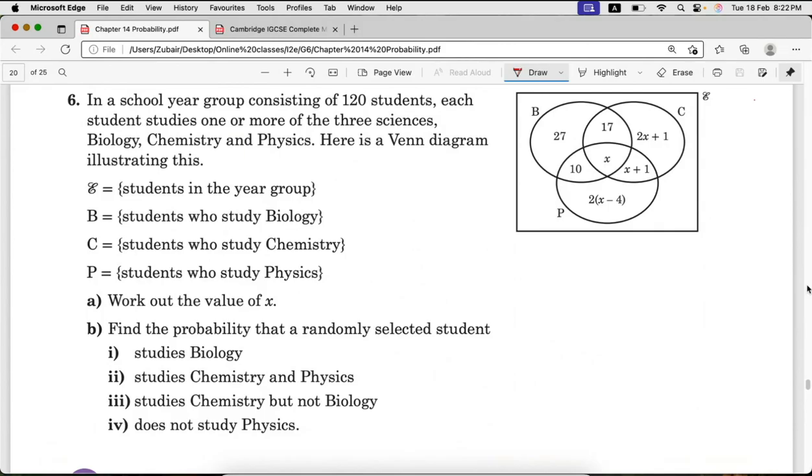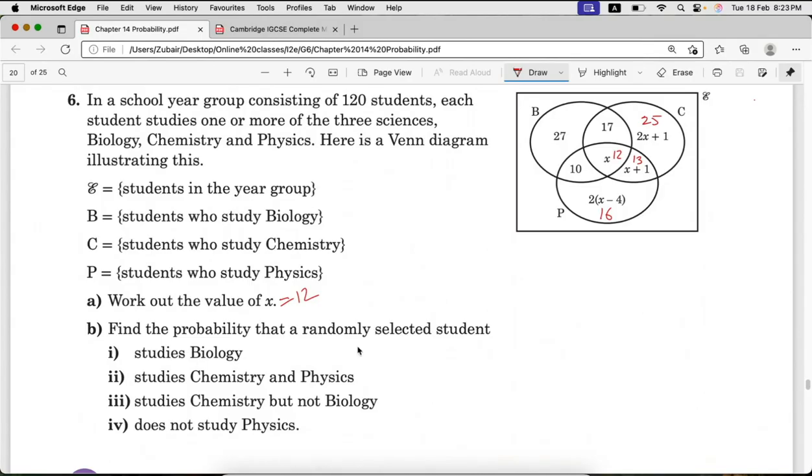Sir, X is 12. X is 12. Ali, what are you getting? One second, sir. Yes, sir, I got 12. Okay. So if that's 12, I'll just fill in some values. 2 into 12 is 24 plus 1, 25. 12 plus 1 is 13. This is 12. 12 minus 4 is 8. 8 twos are 16. Okay, B part.